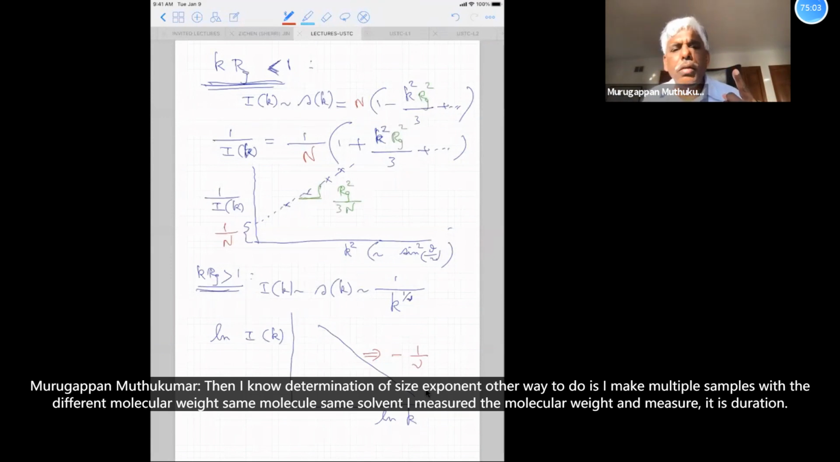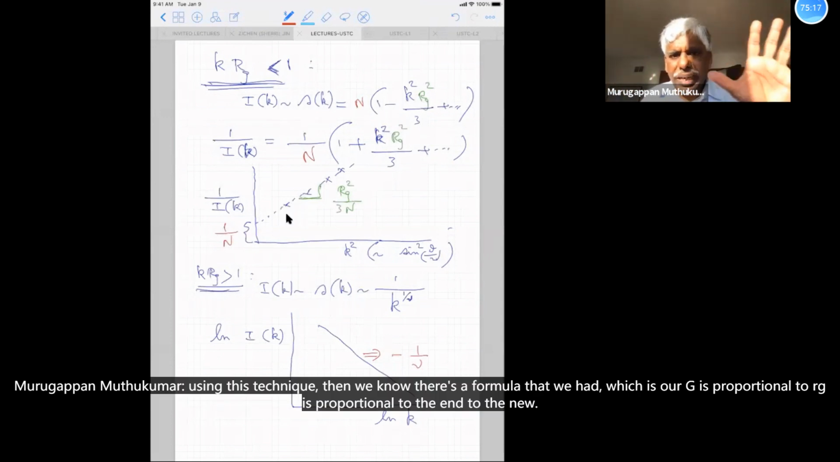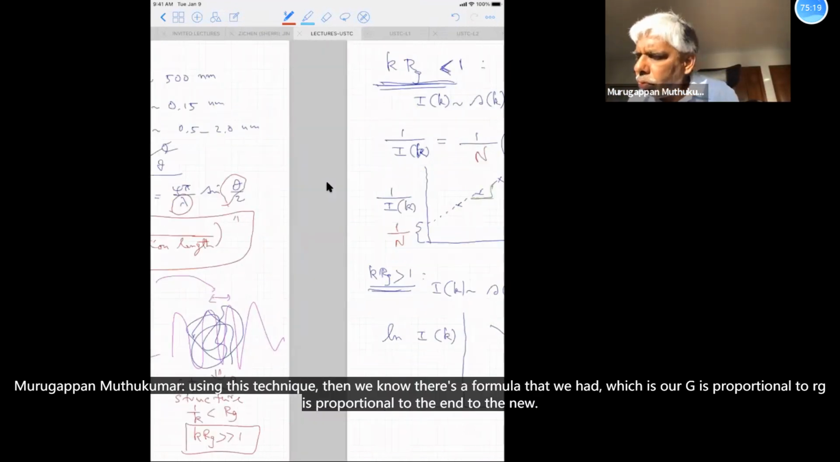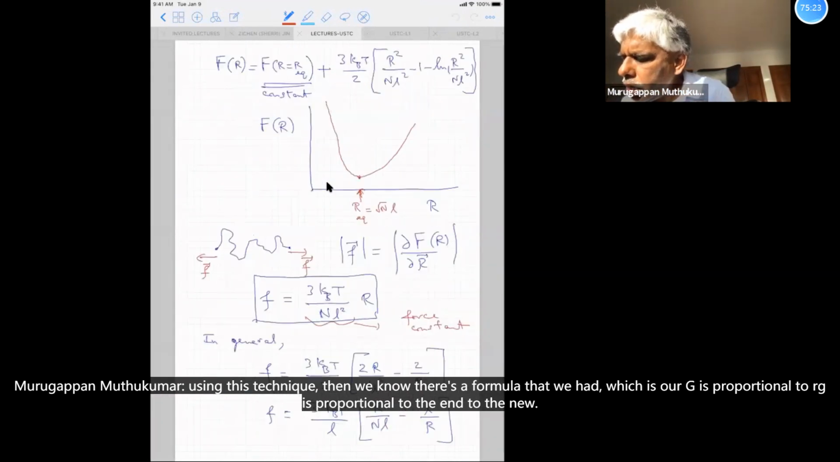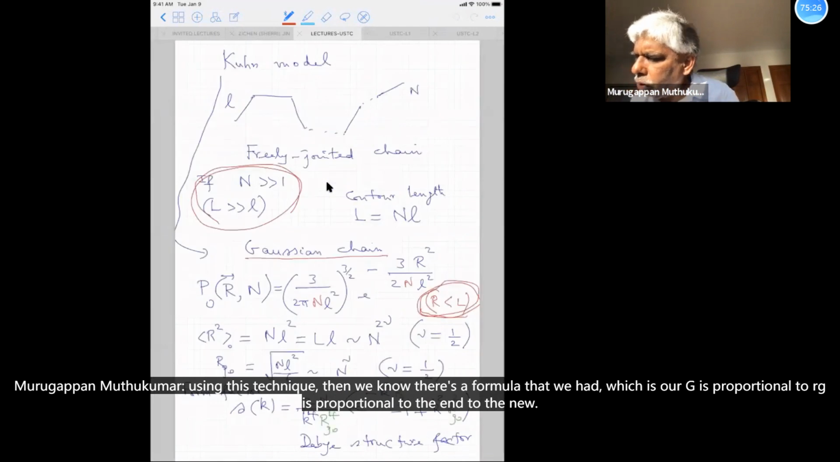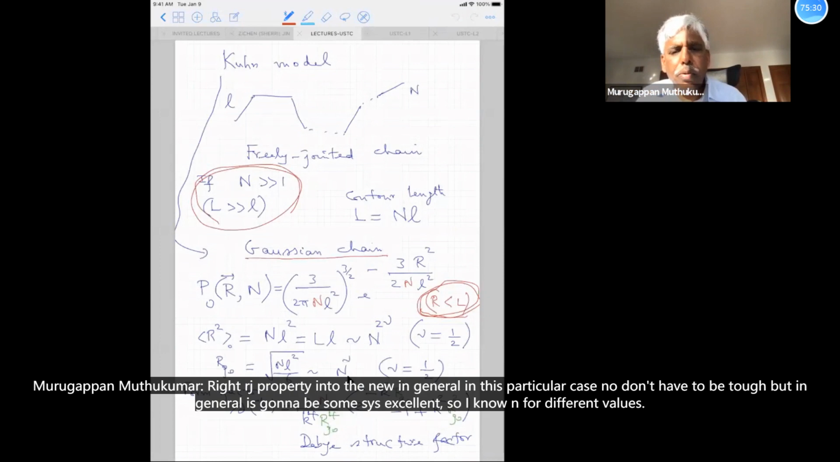Another way to do it is, I make multiple samples with a different molecular weight, same molecule, same solvent. I measure the molecular weight and measure the radius of gyration using this technique. Then we know the formula that we had, Rg is proportional to n to the nu in general. In this particular case, nu turned out to be half, but in general, it's going to be some size exponent.